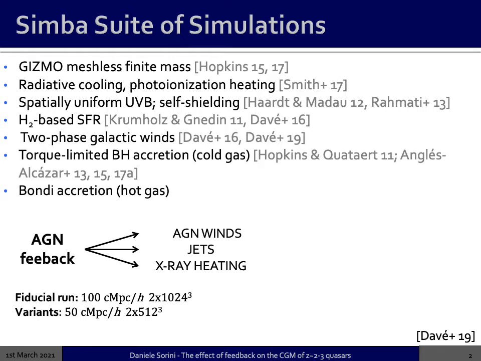Here I'm listing the main physical features of the Simba simulation, obviously referring you to the original paper by Dave and others for the details. I would just like to briefly emphasize that Simba distinguishes between a torque-limited model for accretion of cold gas onto the black hole and Bondi accretion for hot gas. The AGN feedback prescription follows three different modes, which are AGN winds, jets, and X-ray heating, depending on the accretion rate of the black hole and on the gas fraction of the host galaxy. Our fiducial run is a 100 megaparsec over h box, and then we also have several 50 megaparsec over h variants that include only some of the feedback modes.